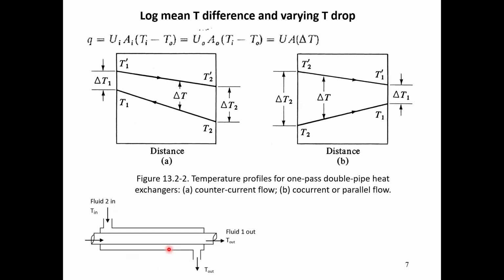Okay, so this is the simplest heat exchanger one can imagine. You have an inner pipe and an outer pipe, right? We use this either to heat a fluid or cool a fluid. For example, you can have steam flowing through the inside pipe and an oil flowing through the outer pipe, and you would want to heat the oil.